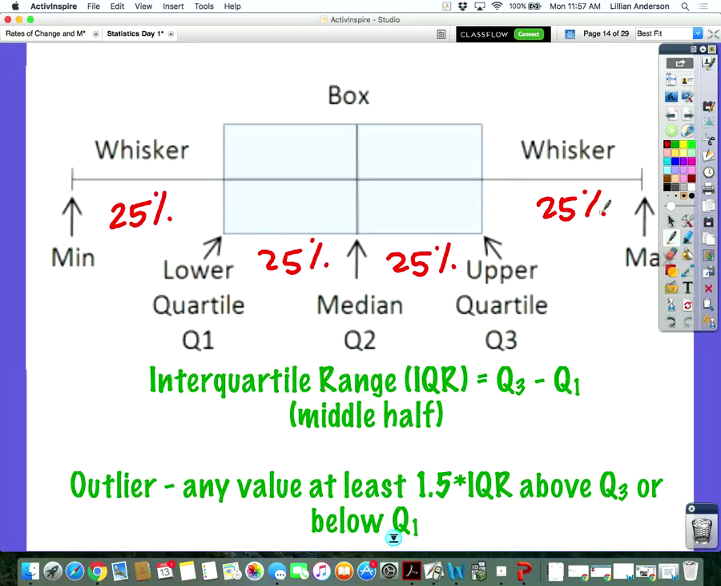Now, an outlier is any value that is at least 1.5 times your IQR above Q3 or below Q1. So if you're given a number and it asks you to figure out if it's an outlier or not, you take 1.5, multiply by whatever the IQR is, and then either add it to Q3 or subtract it from Q1. If that number falls within those two, then it's not an outlier. But if it's outside of it, it is.